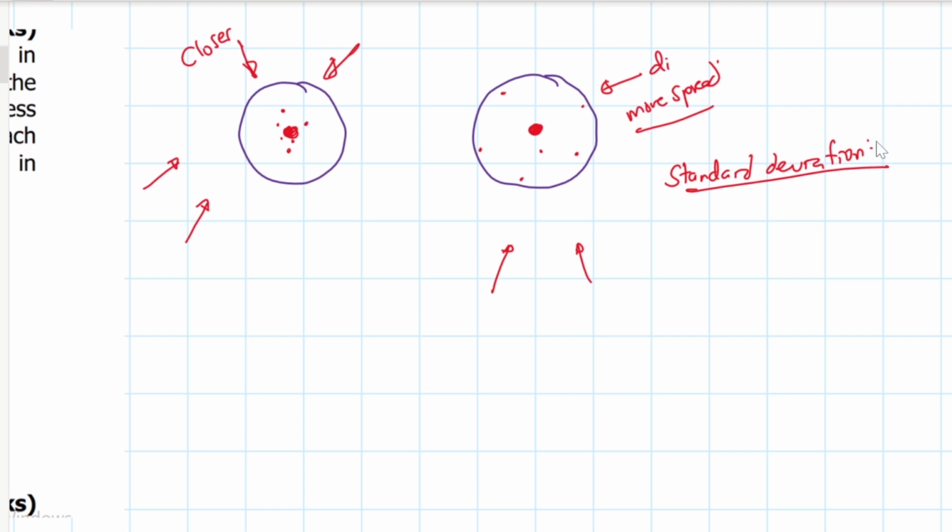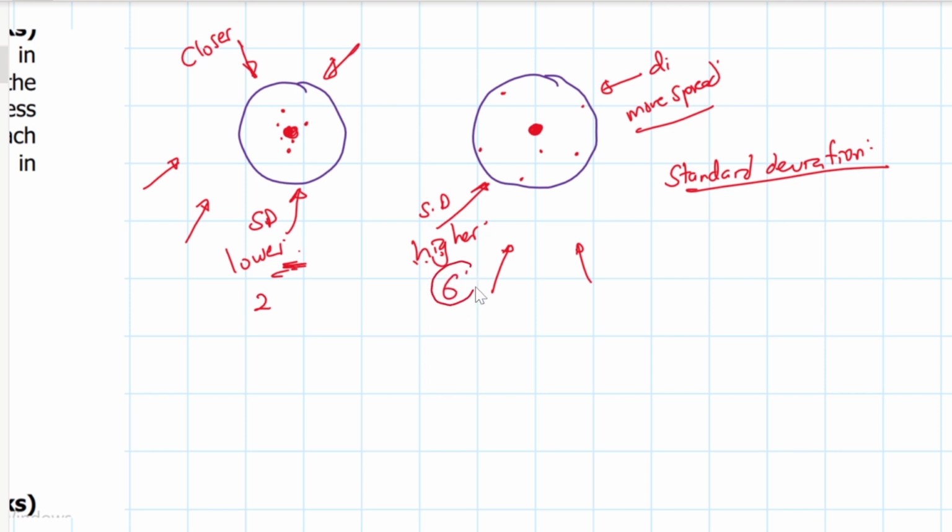So if we are to calculate the standard deviation of this and the standard deviation of that, this standard deviation here will be higher than this one. This one will be lower. If you compare the two, you'll find that maybe the standard deviation of this is, let's say, 2. The standard deviation here maybe is 6.